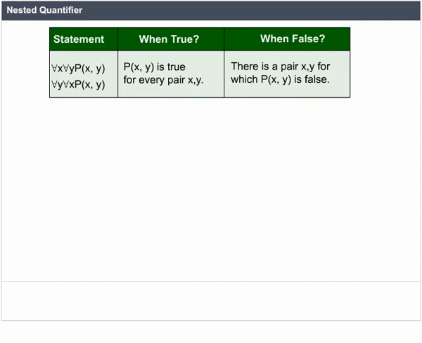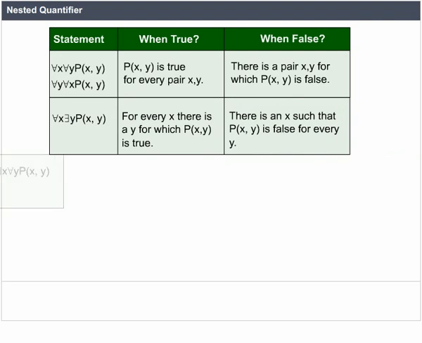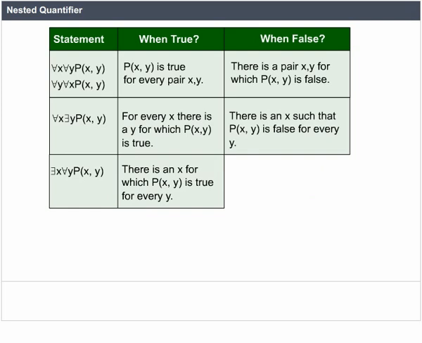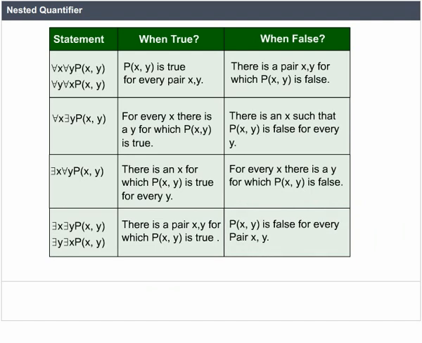Second row. For every x there exists y, p of x comma y: for every x there is a y for which p of x comma y is true; there is an x such that p of x comma y is false for every y. Third row. There exists x for every y, p of x comma y: there is an x for which p of x comma y is true for every y; for every x there is a y for which p of x comma y is false. Fourth row. There exists x, there exists y, p of x comma y, and there exists y, there exists x, p of x comma y: there is a pair x comma y for which p of x comma y is true; p of x comma y is false for every pair x comma y.